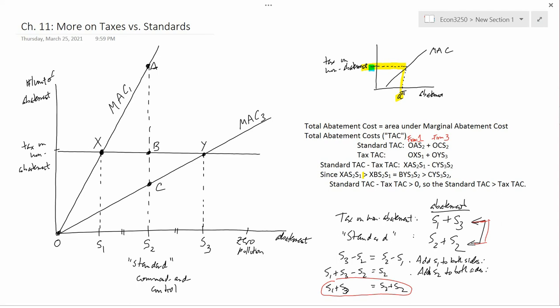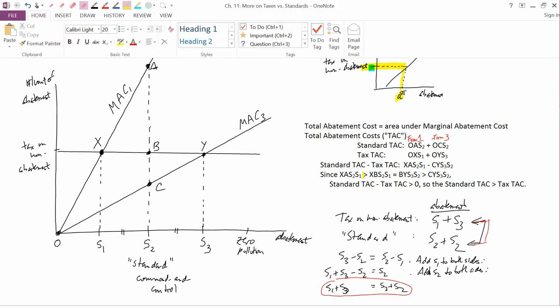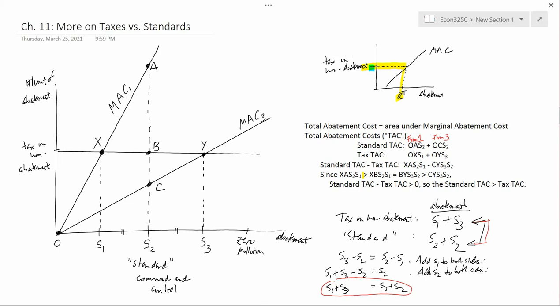There's one thing about the graph on the left, which I didn't mention in the previous video. We said that under the tax, the total abatement cost paid by firm one is going to be the area under OX. And the total abatement cost paid by firm three under the tax is going to be the area under OY.